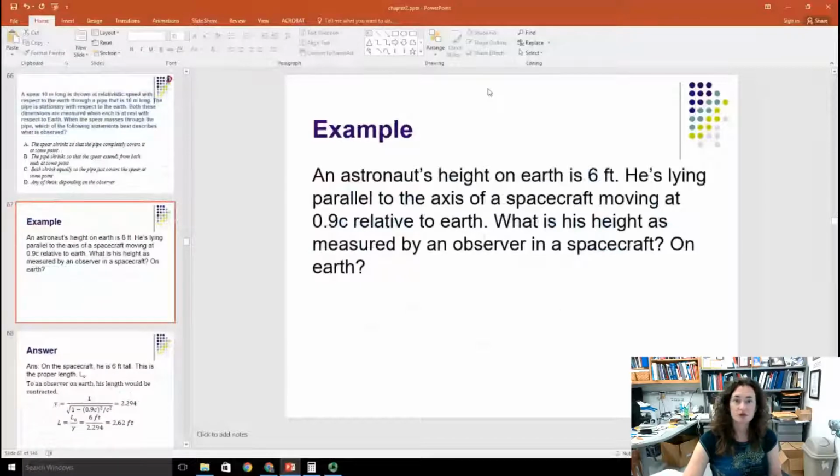Okay, let me do an example for you of a length contraction problem. So here we have an astronaut on a spaceship. When the astronaut's here on Earth, his height is 6 feet, and he decides to take a nap, I guess, to rest up, because I've heard space flights can be kind of long. And he's lying parallel to the axis of the spacecraft, moving at 0.9 c relative to Earth. So in other words, the spacecraft's moving along like this, his bed is parallel to the axis of the spacecraft, so he's parallel to the direction of motion when he lies down. So what's his height as measured by an observer in the spacecraft with him, and also by an observer looking at him from the surface of the Earth?